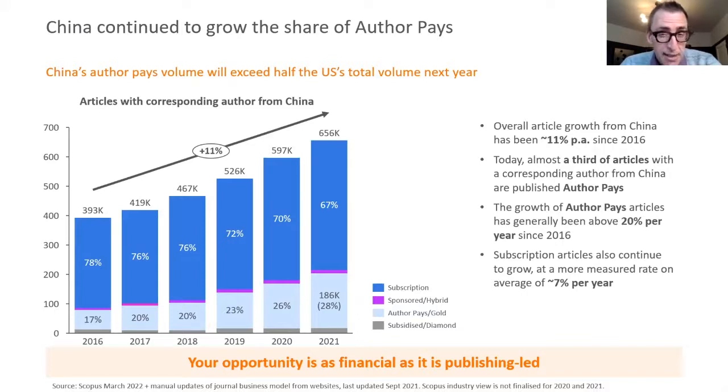So next year, China's author pays volume will be half of the US's total volume. To me, this is super fascinating. And it drums home a really material point, which is that in China, the opportunity is as financial as it is publishing led, because of course in an open access world, you have the opportunity to capture really good quality papers from authors who are prepared to pay for that privilege.